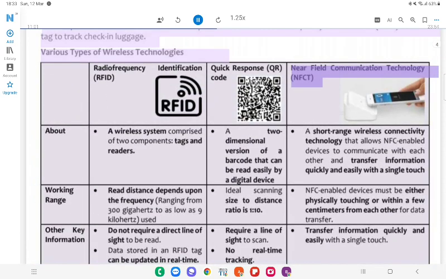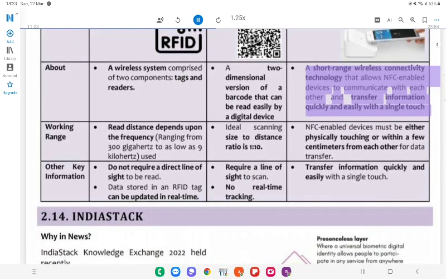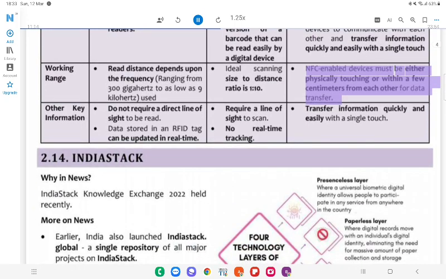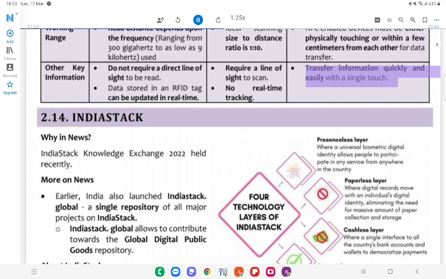Near Field Communication Technology, NFCT: a short-range wireless connectivity technology that allows NFC-enabled devices to communicate with each other and transfer information quickly and easily with a single touch. NFC-enabled devices must be either physically touching or within a few centimeters of each other for data transfer.